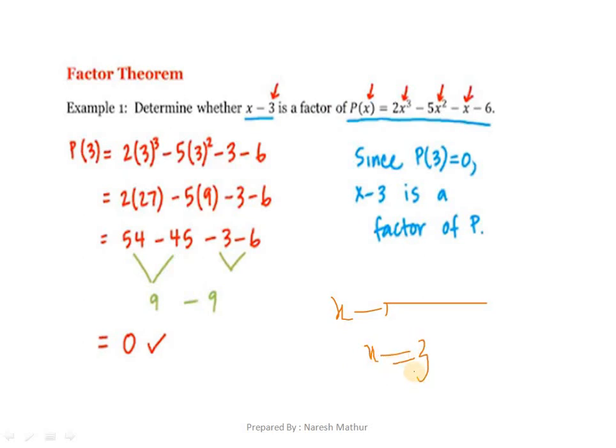Alright, just put the value of x in the given polynomial and we get 0 as the remainder. 2 times 3 cube minus 5 times 3 square minus 3 minus 6, and at last we get 0. If we get 0, we can say yes, x minus a is a factor of the given polynomial, or we can say if p of 3 equals 0, then x minus 3 is a factor of p. So this is the remainder theorem and factor theorem.